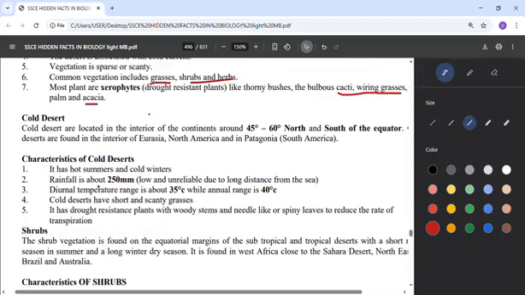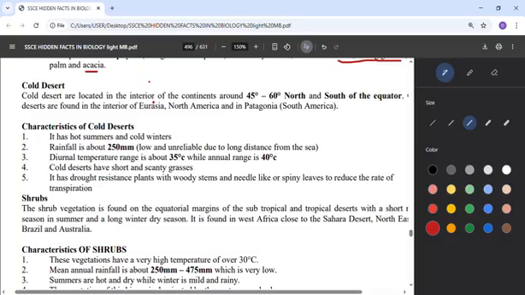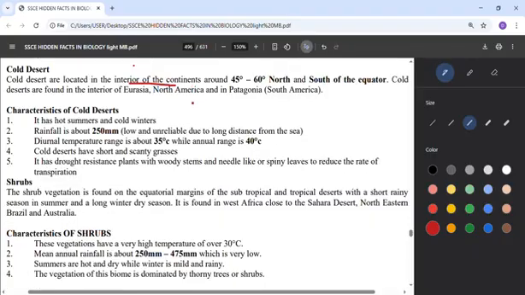Cold deserts we find in the interior of the continent, north and south of the equator. The characteristics of cold deserts: hot summers and cold winters, with rainfall of about 250 millimeters. The diurnal temperature range is about 35 degrees Celsius, while the annual range is 40 degrees Celsius. Cold deserts have short and scanty grasses.